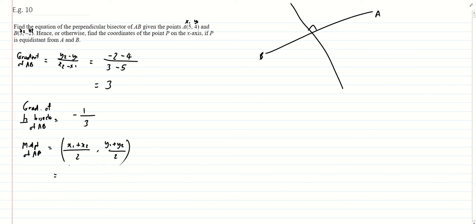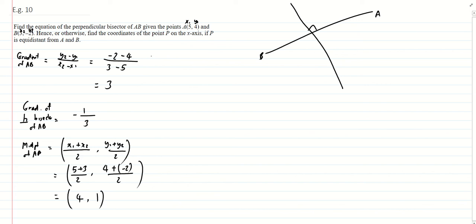So x1 plus x2 is given by 5 plus 3 divided by 2. y1 is 4, y2 is negative 2, divided by 2. And I will get 5 plus 3 is 8, divided by 2, 4. 4 plus negative 2 is 4 minus 2, 2 divided by 2 is 1. So now we have a point on the perpendicular bisector, (4, 1).